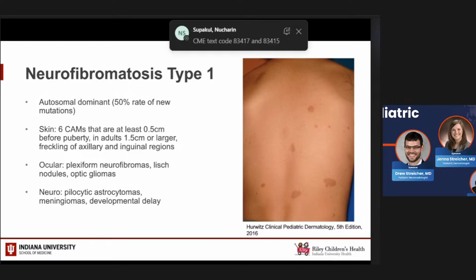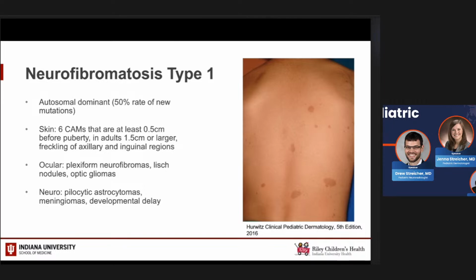But just to remind you guys, again, it may have been a while, depending on where you're at in your training. Neurofibromatosis is an autosomal dominant mutation, but I do want to point out, because I think it's not always discussed, that there's a 50% rate of new mutations. And so very frequently, patients do not have a family history of this. And this is when it comes into clinic for us, and we're seeing these, that it raises our suspicion.